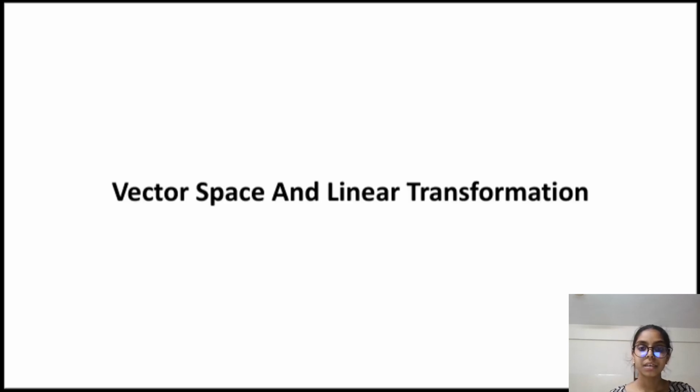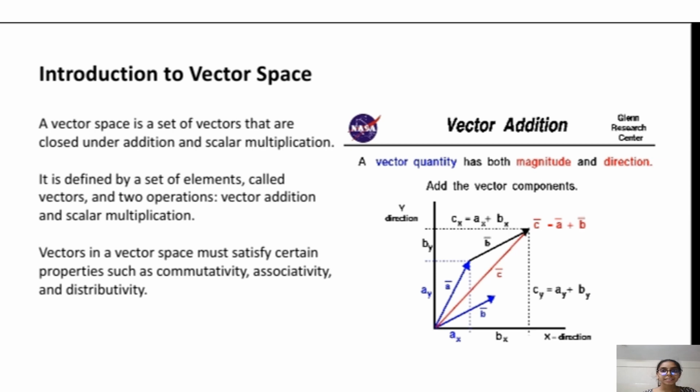And the next subtopic, vector space and linear transformation. Introduction to vector space. A vector space is a set of vectors that are closed under addition and scalar multiplication. It is defined by a set of elements called vectors and two operations, vector addition and scalar multiplication. Vectors in a vector space must satisfy certain properties such as commutativity, associativity, and distributivity.